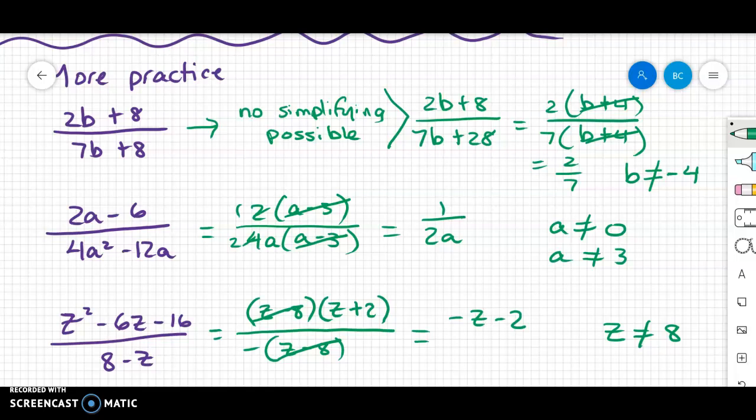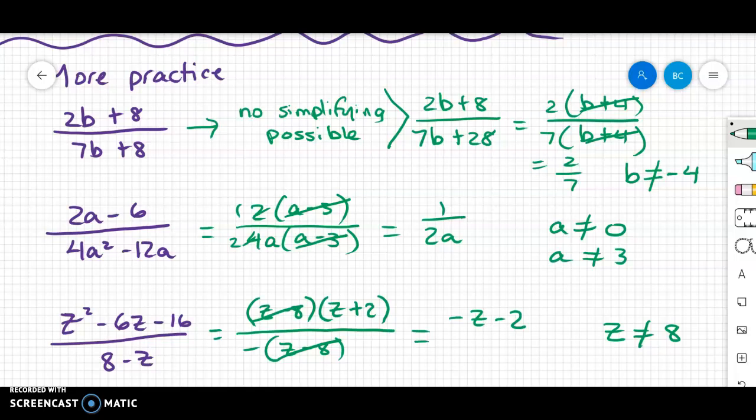When I'm looking for the excluded value, I'm going to go back to the beginning to notice that b cannot equal negative 4, because that would make negative 28 plus 28 is 0, and that's not possible. So even though at the end I end up with an expression 2 over 7, and you would think that there is no excluded value, you have to go back to the very beginning.